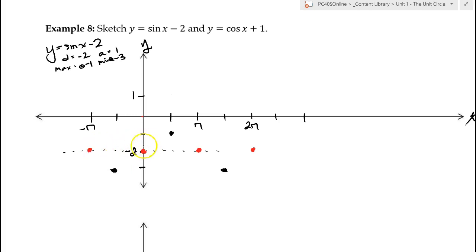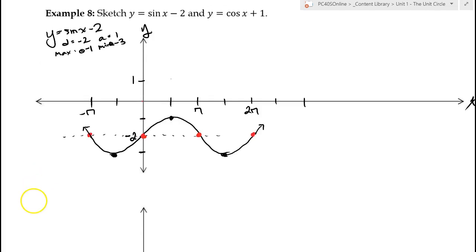So in this case, it looks like my graph is condensed. That's only because I'm using the same size of axes. The main thing is that I'm staying entirely below my x-axis, that I don't go above -1 and I don't go below -3. That midline is -2, halfway between your maximum and your minimum.